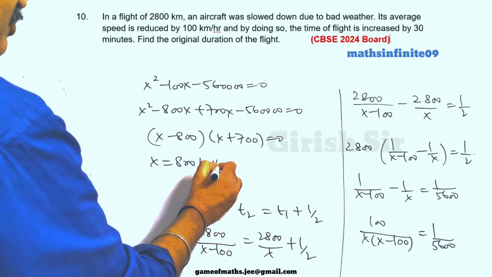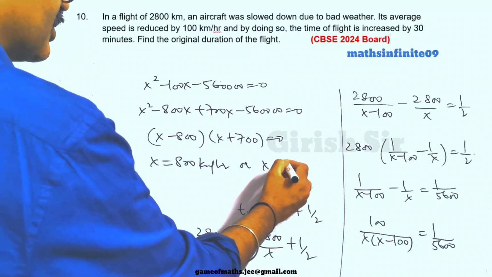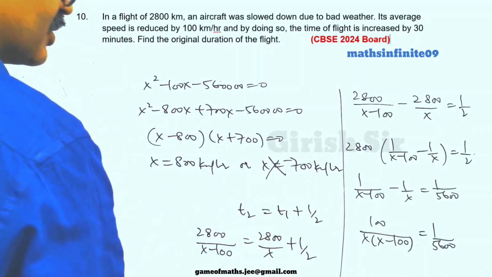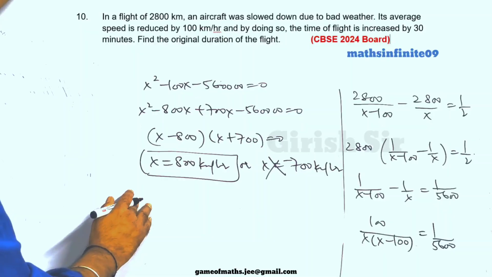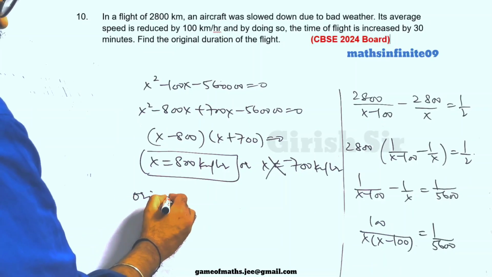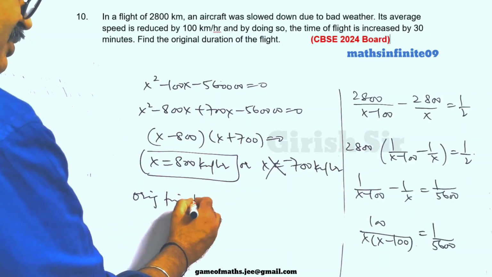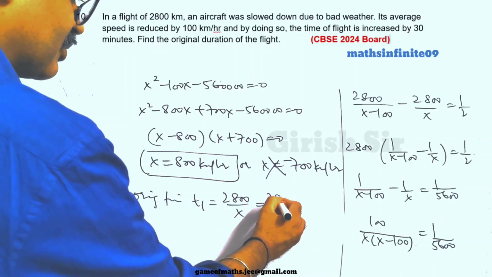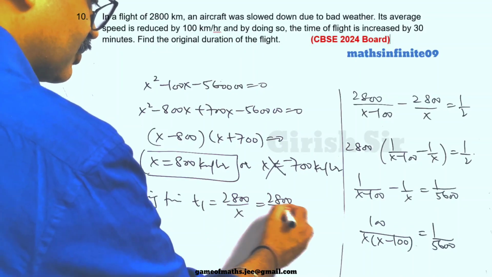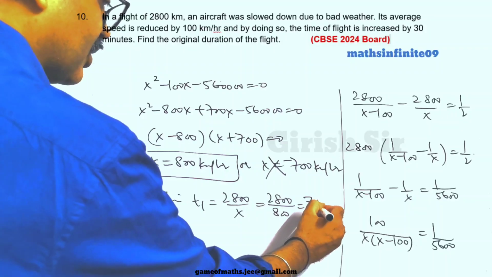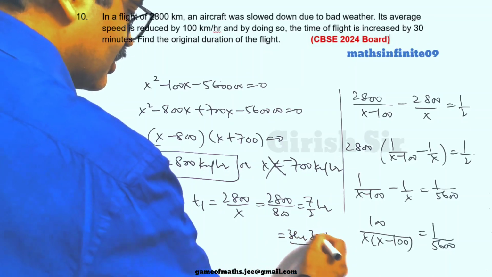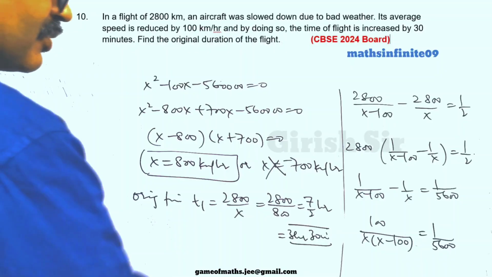x is 800 km per hour, or x is, this being the negative value, would be rejected. Now the original time taken, which is t1, should be equal to distance upon speed. Okay, that gives me 7 by 2 hours, or 3 hours 30 minutes. This would be the original duration of the flight.